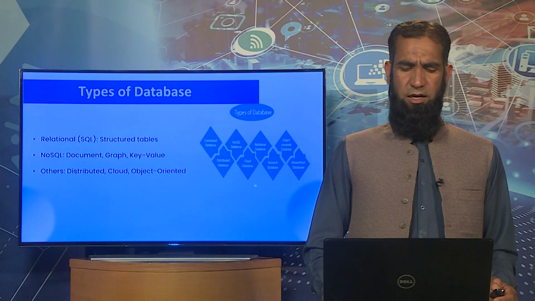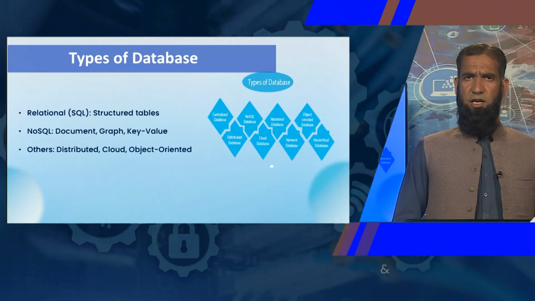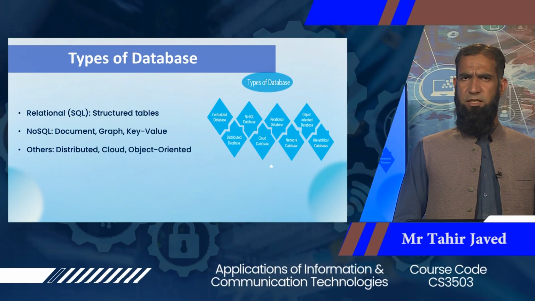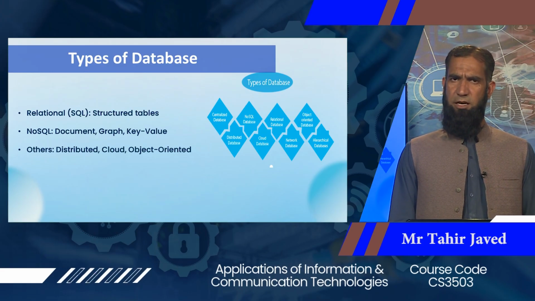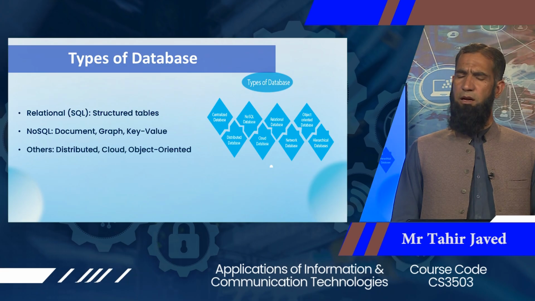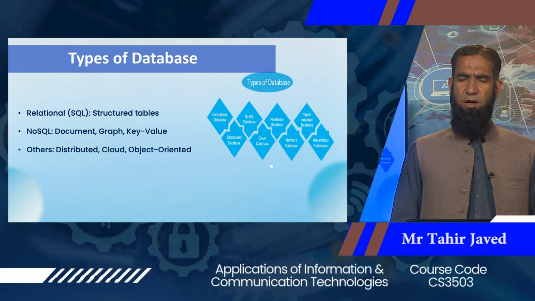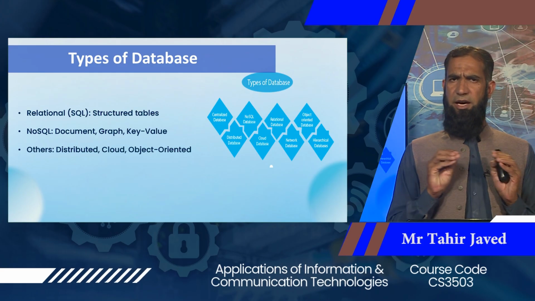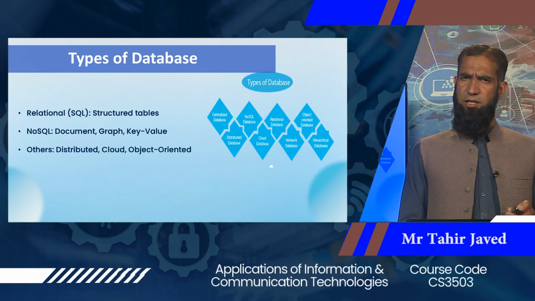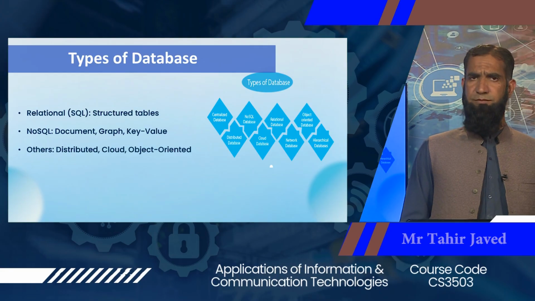Another type of database is the graph database. These databases are designed for data with complex relationships. They use nodes for entities and edges for relationships. For example, on social media platforms, friends, comments, and likes can be stored in graph databases.